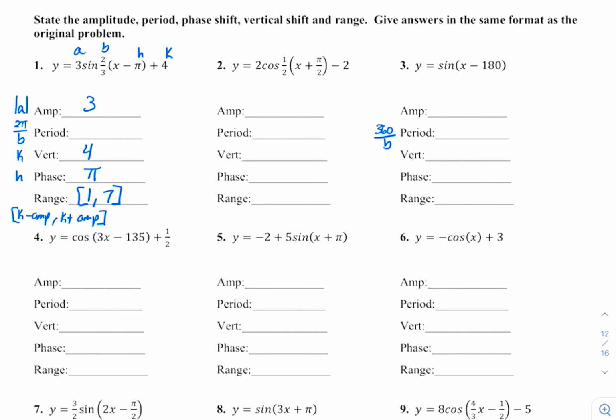And now to get the period, I'm taking my b value and dividing it into 2 pi. So 2 pi divided by 2/3 really means that we're doing 2 pi times 3/2. So then this will be 6 pi over 2, which we would then simplify to be 3 pi over 2.